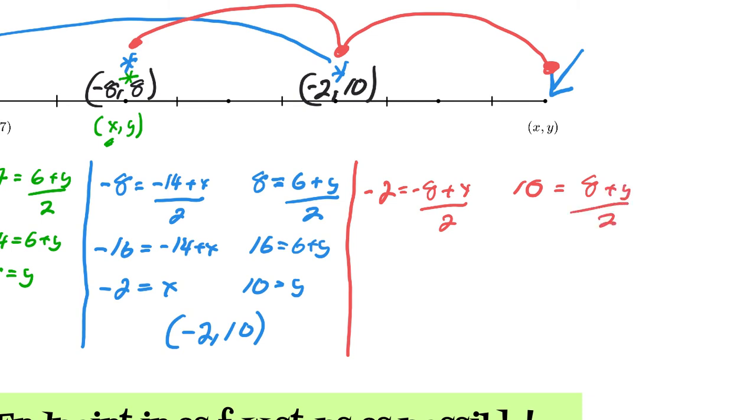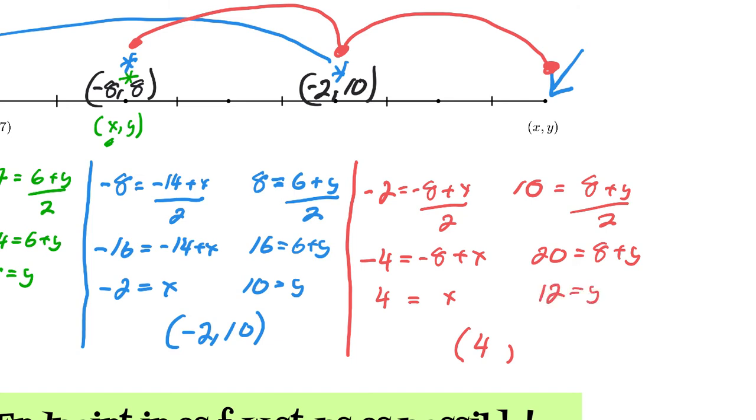Mental math again, a little bit quicker. 2 times negative 2 is negative 4, equals negative 8 plus x. X in this case would equal positive 4, negative 4 plus 8. So I now know my x value. On the y side, 2 times 10 is 20, equals 8 plus y. 20 minus 8 is 12. And so the coordinate that I've asked you to find is 4, 12.